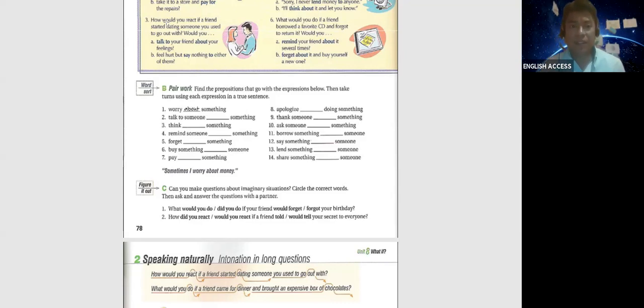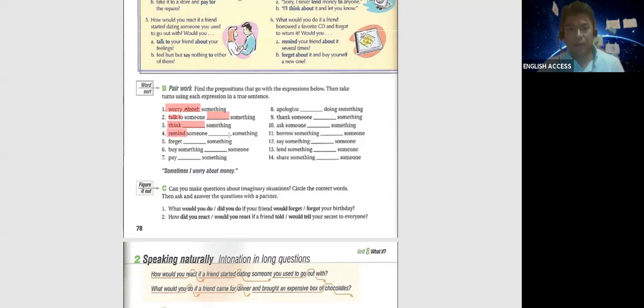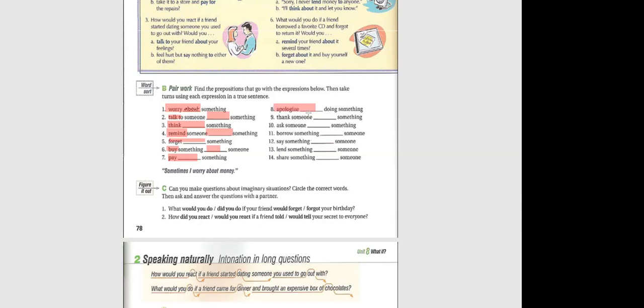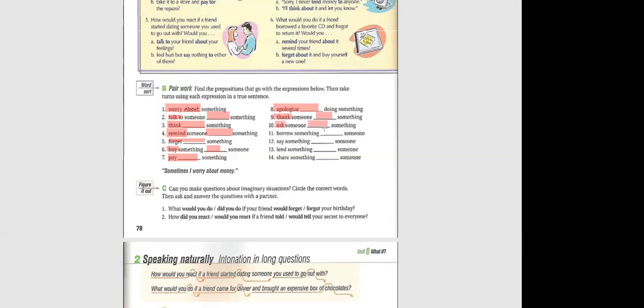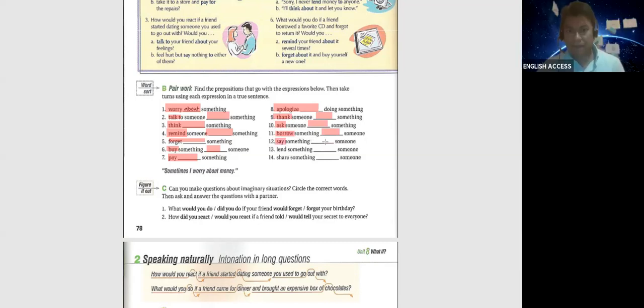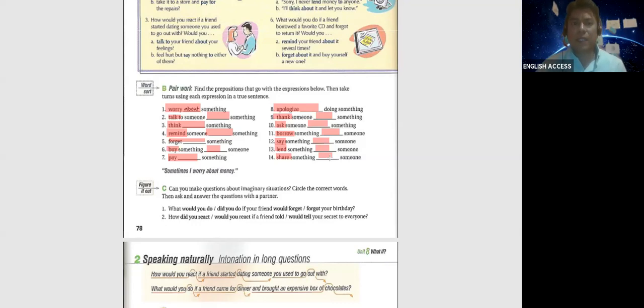Now these are verbs. Worry about, talk about, think about. These are verbs with only one meaning. Remind about, forget about, buy for, apologize for, thank for, ask about or for, borrow from, say something to someone, lend to, and share with. All right, so these are our verbs, and that's what we're practicing right now.